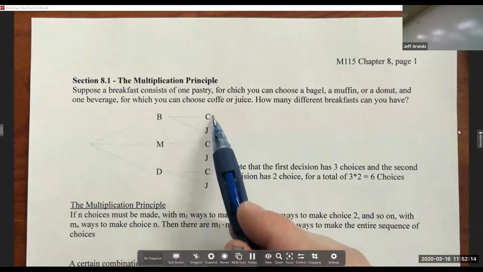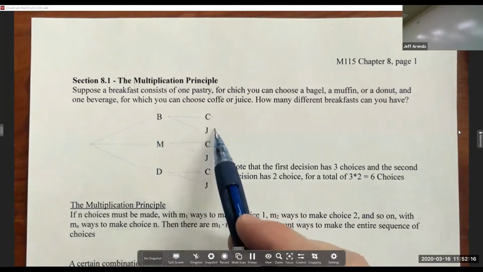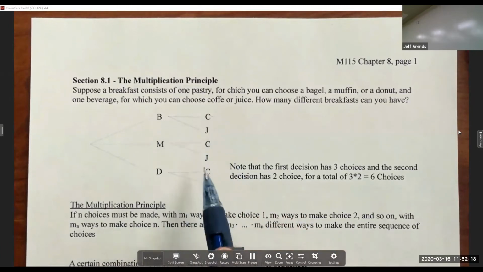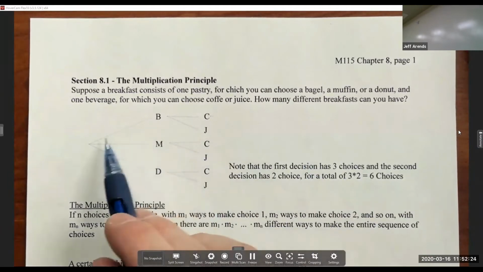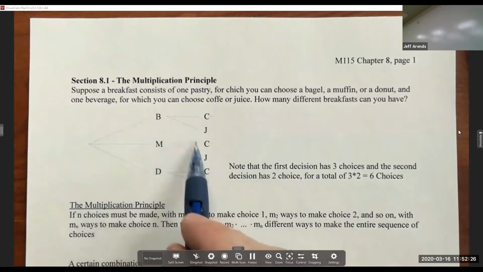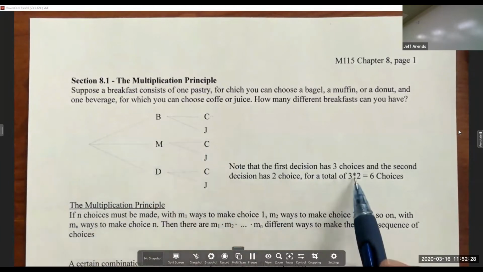So right here, you've chosen a bagel with coffee. Here you've chosen a bagel with juice, and so on. You can see there are a total of 6 different choices. And based on this tree, you can see if I'm splitting 3 times, and then each of those are splitting by 2, we get 3 times 2.